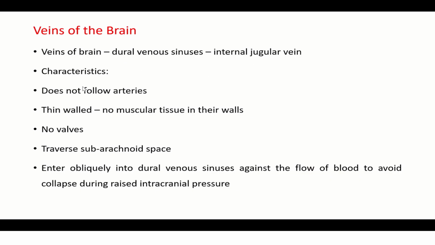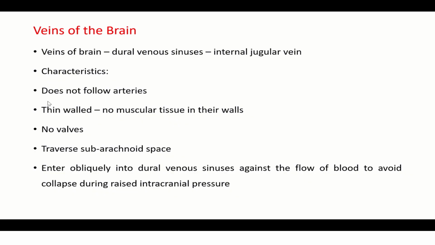Now let us see the characteristics of veins in the brain. They do not follow the arteries except one, that is the anterior cerebral vein, which follows the anterior cerebral artery. These are thin walled, no muscular tissue is there in their walls, no valves are present, they traverse the subarachnoid space, and enter obliquely into dural venous sinuses against the flow of blood to avoid collapse during raised intracranial pressure. So these are the characteristics.